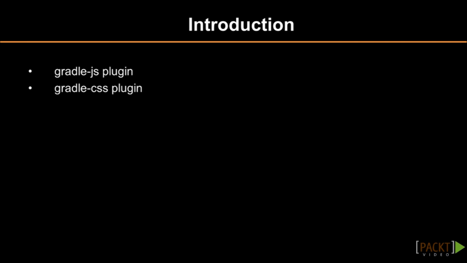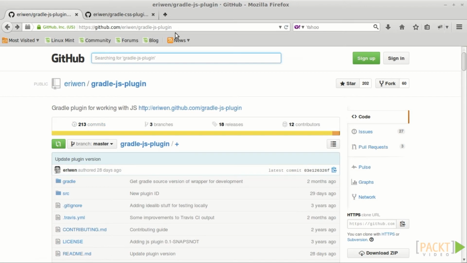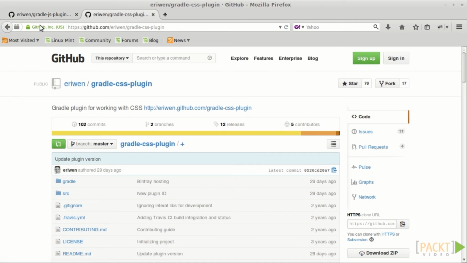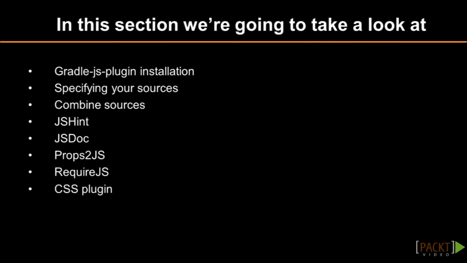The most current source for this plugin is written by Eric Wendelin, and it can be found at GitHub. So if you go to GitHub, here's the URL directly to the project. You can just as easily find it by searching GitHub for Gradle-JS-plugin. Another useful plugin written by the same author is the CSS plugin. Again, located at GitHub, and here's the URL, and it is just as easily accessible by searching Gradle-CSS-plugin.